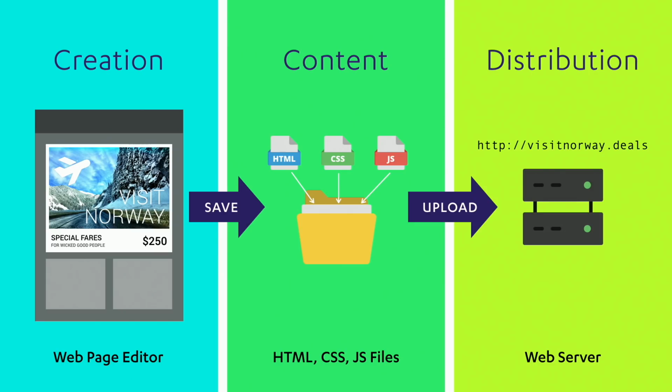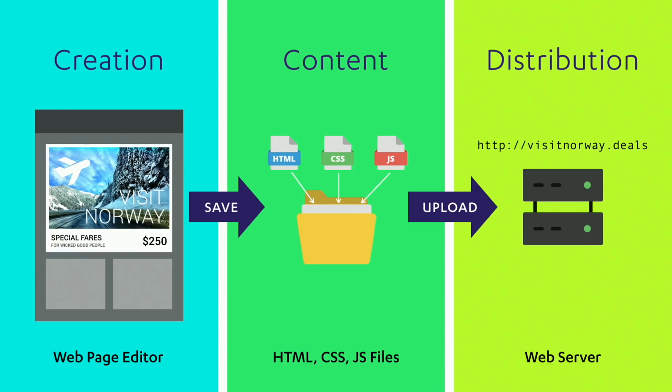And then when you're done, and this is the kind of old web, you upload that folder to a web server. So visit Norway.deals. There's an FTP account. You just type in your username and password. You pay GoDaddy, a web host, $5 or $6 a month, and you have a web server. And that's how you distribute it. And that's been true for a long time.